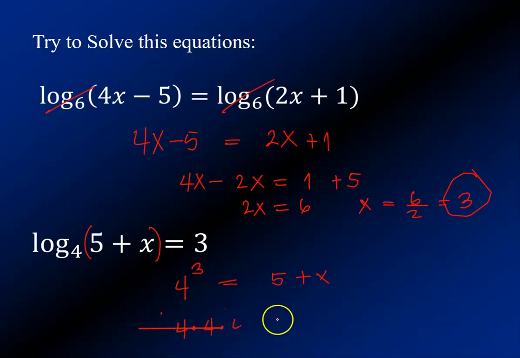So we have 4 times 4 equals 16, and 16 times 4 equals 64. So therefore your equation now will give you 64 minus 5 equals x. So x is equal to 59.